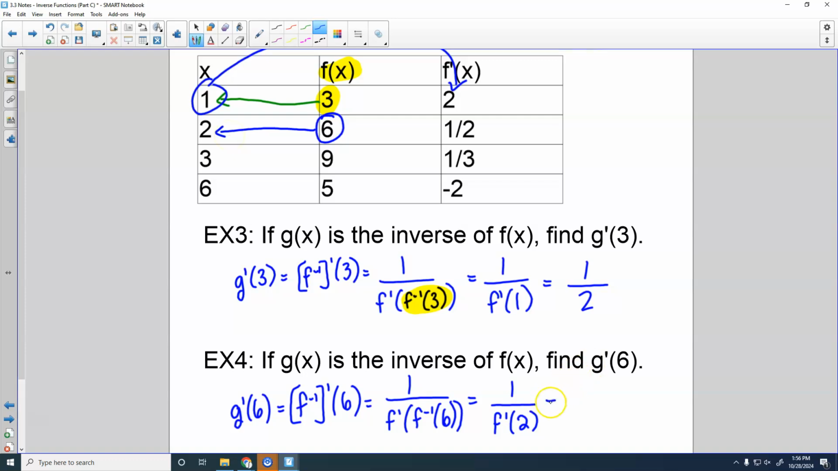And what is f prime of 2? 1/2. And dividing fractions is easy as pie. Flip the second and multiply, and you just get 2 for your answer.